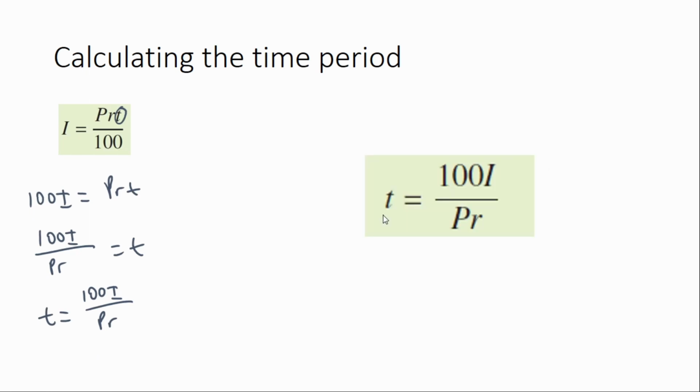And once again, there's just a nicer version on the right there. Make sure you've got that down in your books. Now let's have a go at using this formula.